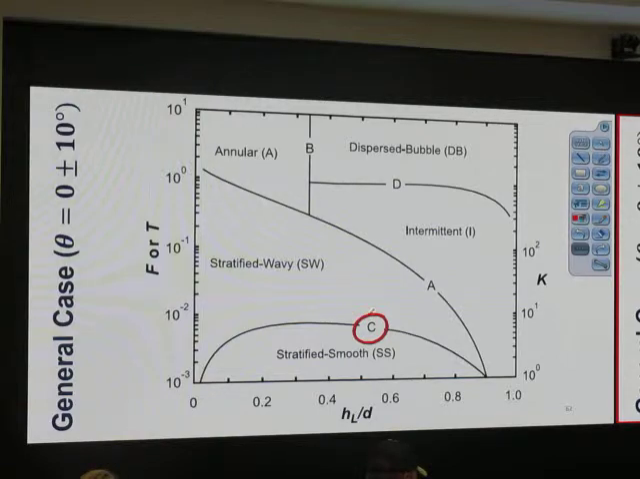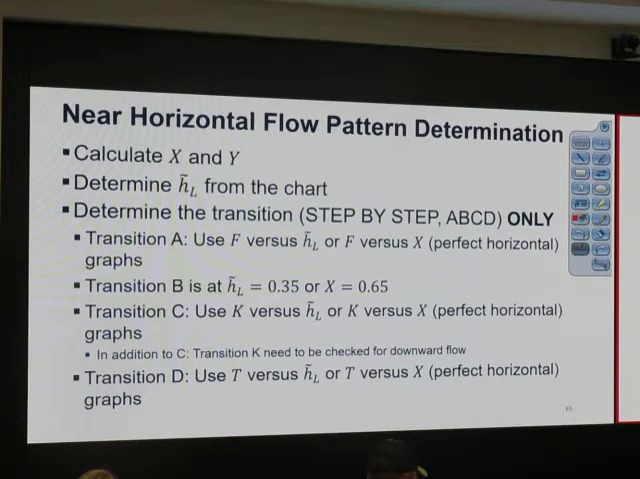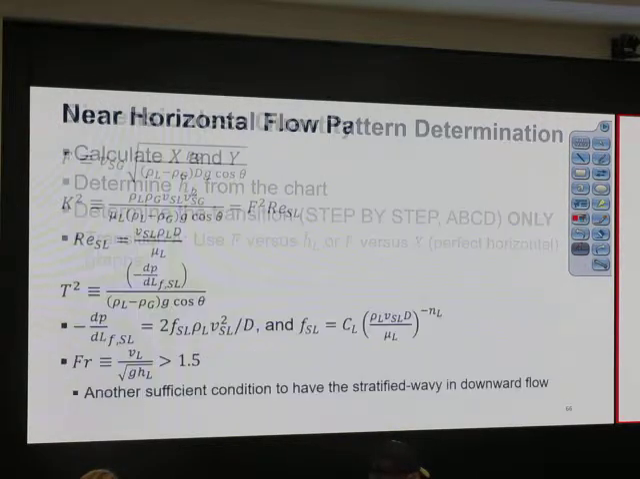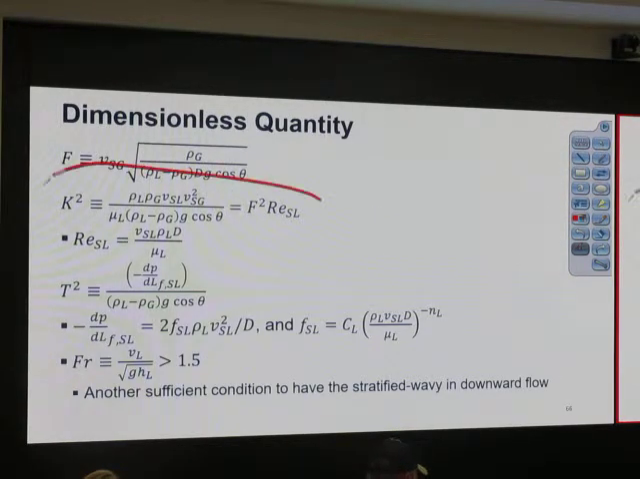Transition C is a plot between capital K and H tilde or H over D. So if it is stratified flow, we want to know if it is stratified smooth or stratified wavy. In that case, we check the K value. This is the formula for the K value. I will pre-calculate it. Okay?